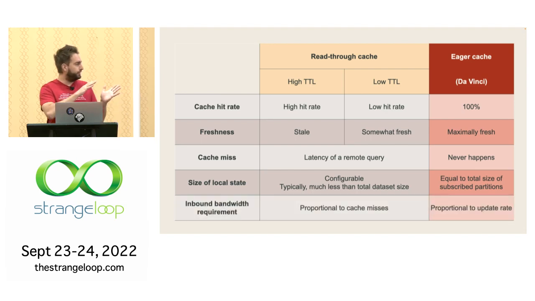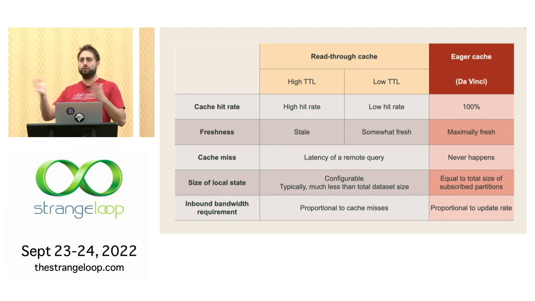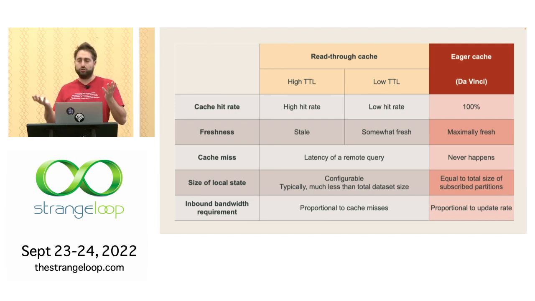Finally, this last dimension of comparison is the bandwidth requirement of each solution. And on this one, it will depend on the workload which one comes out on top, right? For the read-through cache, you need enough bandwidth to support all of your cache misses, so it's proportional to that. Whereas with the eager cache, you need enough bandwidth to ingest all the updates to the data set. And again, depending on the workload, it will depend which one is more costly.